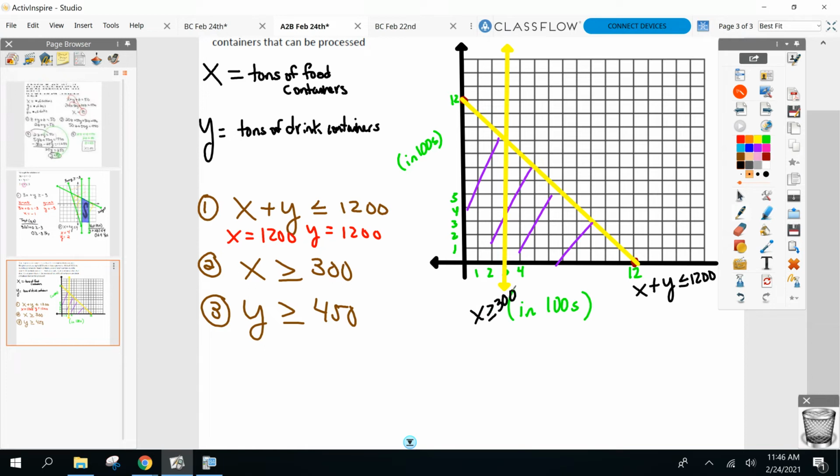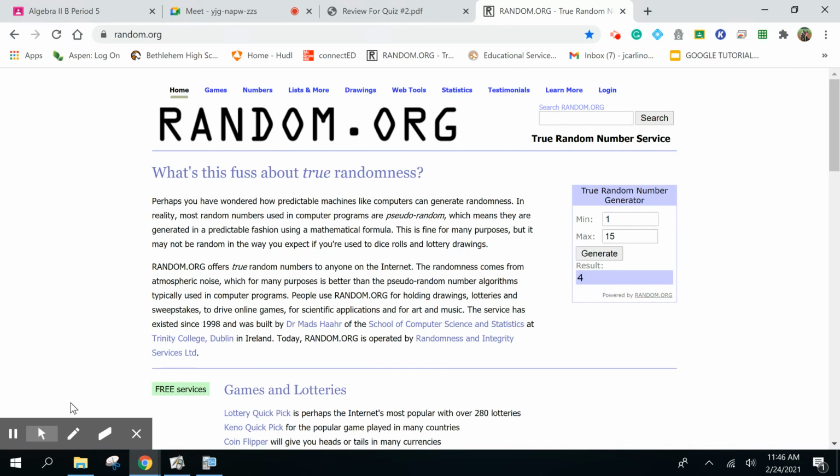All right, that vertical line, where should I shade, to the right or to the left? If you want to put in 0, you can. You can plug in 0 and see if it's true or false. Or you can say, where are your X's greater than 300, to the right or to the left? Plug in 0 for X and see if it's true or false and shade away or towards it. To the right or to the left?